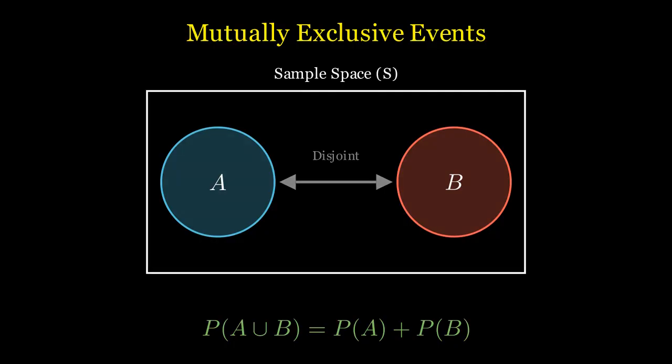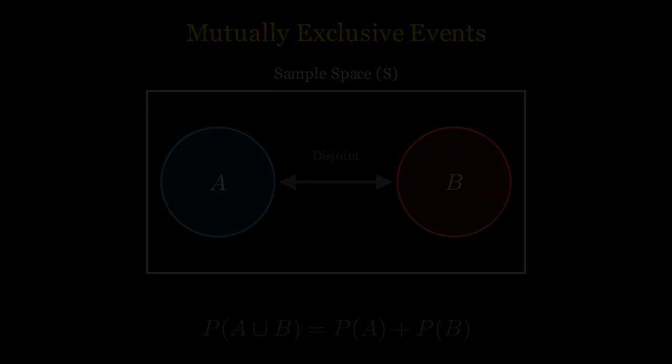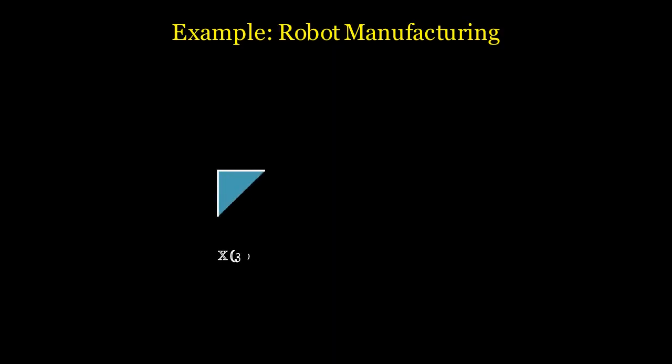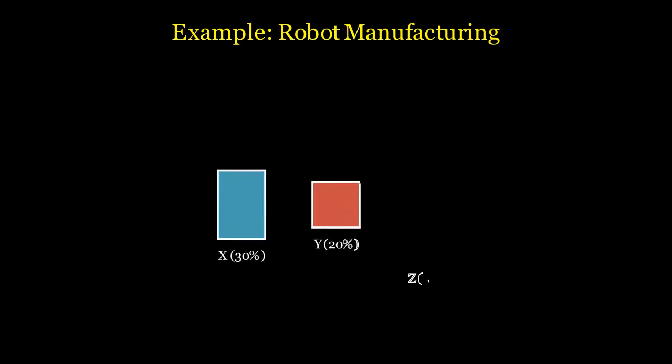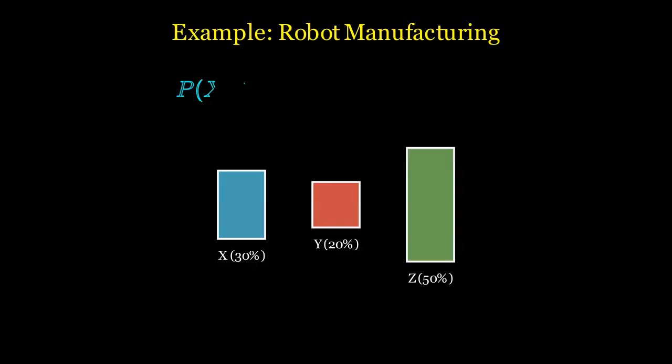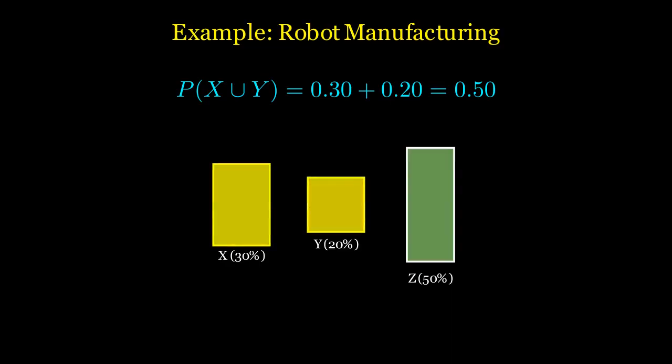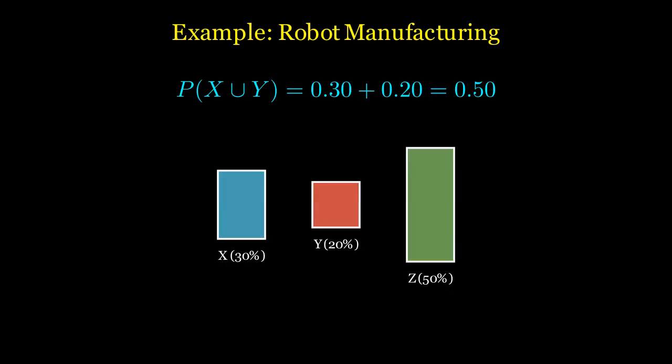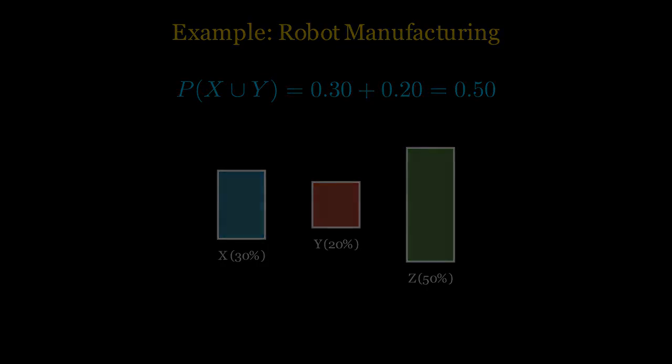Let's look at a practical example. Imagine a large warehouse where 30% of the robots are manufactured by company X, 20% by company Y, and 50% by company Z. If we pick one robot at random, what is the probability it was made by company X or company Y? Since a robot cannot be made by two different companies at once, these are mutually exclusive. We simply add 0.30 and 0.20 to get 0.50, or a 50% chance. This principle is the bedrock of categorical data analysis.